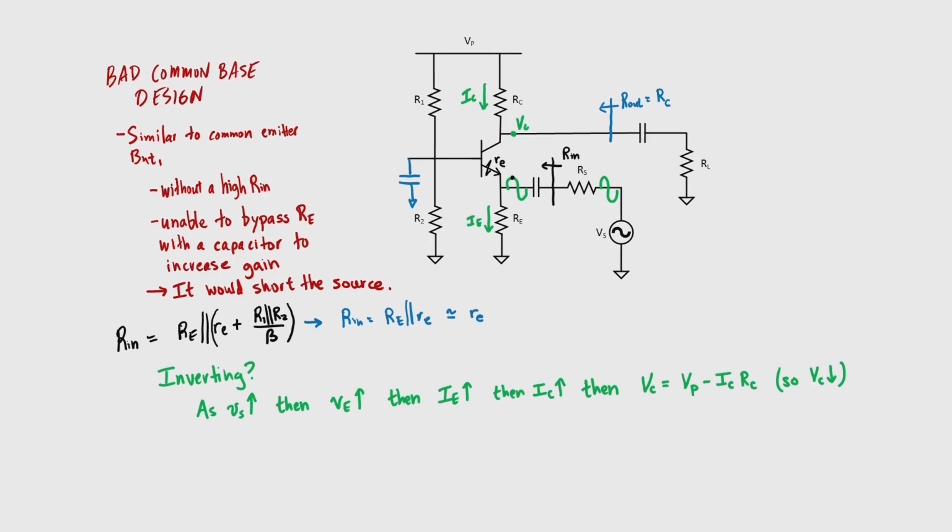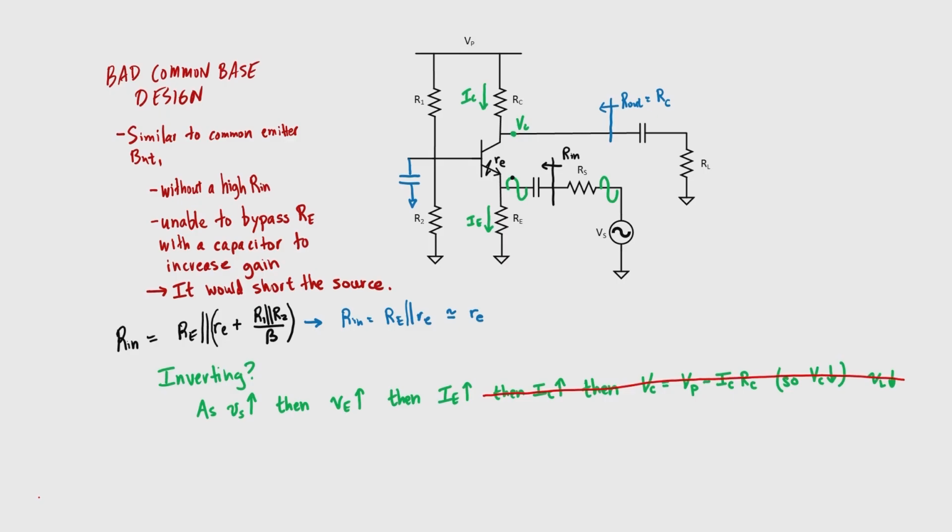Isn't it then inverting, because that would cause the load voltage to fall as well? The source voltage went up and the load voltage went down, so it seems to be inverting. But what I just said was wrong. Can you find the flaw in my logic? Well, in fact, everything beyond this point is wrong.